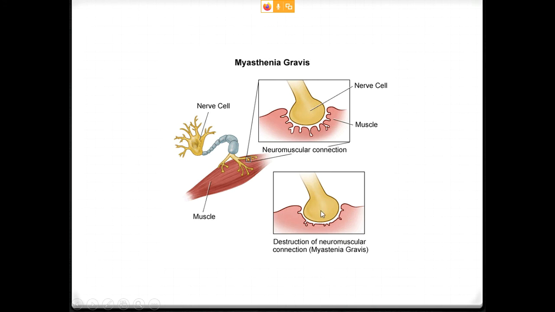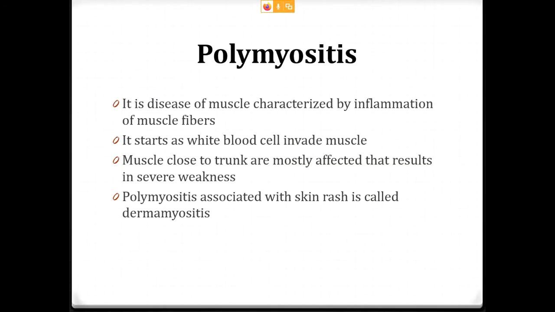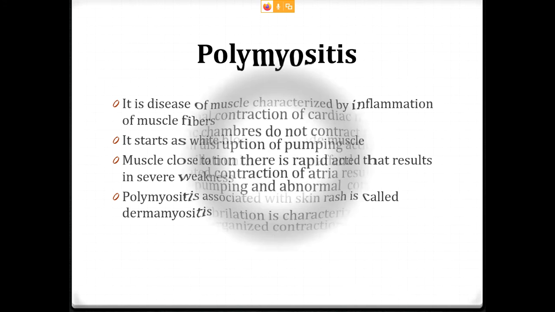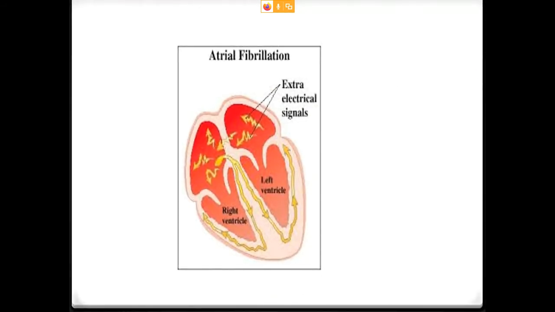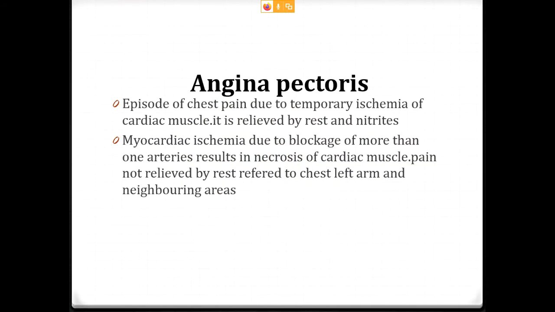Okay, this is something we will study once again in the nervous system. Then polymyositis is a disease of muscle characterized by inflammation of muscle fibers. It starts as white blood cells invade muscle; muscles close to the trunk are mostly affected, which results in severe weakness. It is a viral effect, the polio virus. Then fibrillation is abnormal contraction of cardiac muscle, atrial fibrillation and ventricular fibrillation. Angina pectoris is an episode of chest pain due to temporary ischemia of cardiac muscle. It is relieved by rest and nitrites.